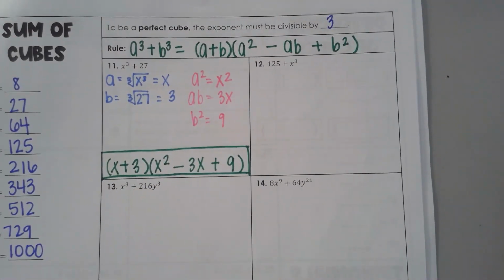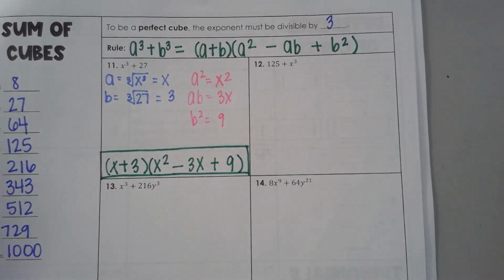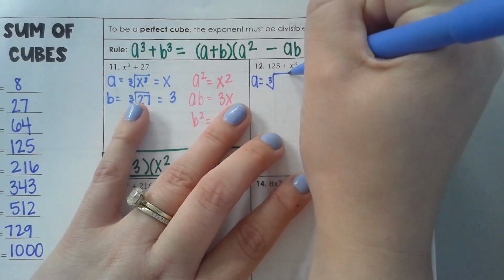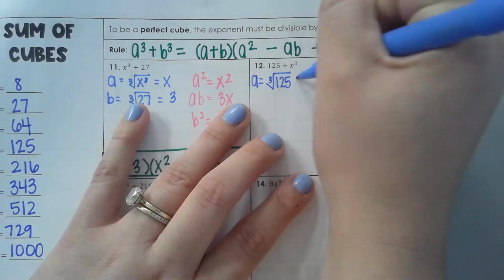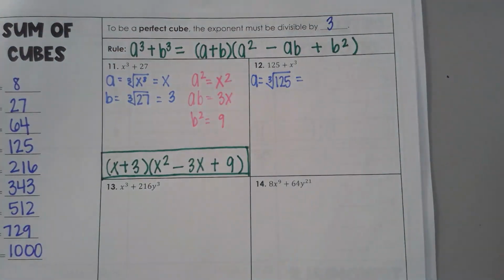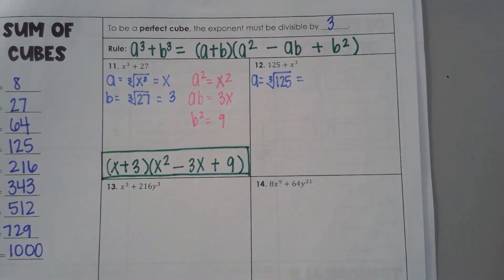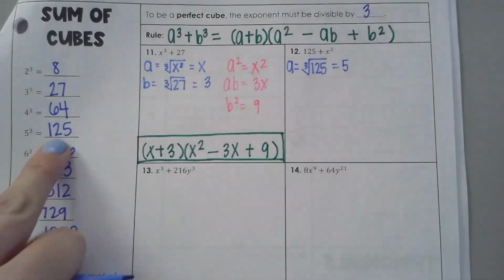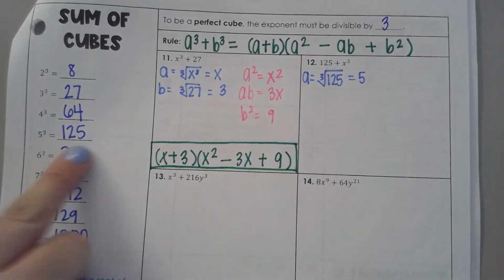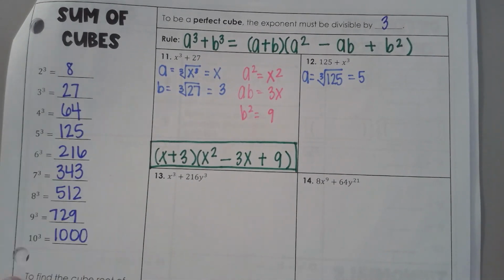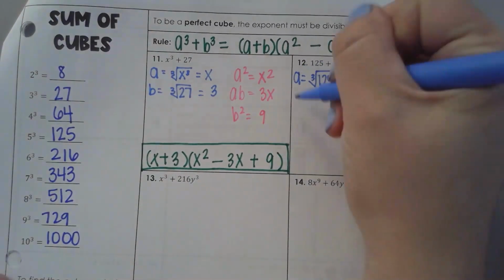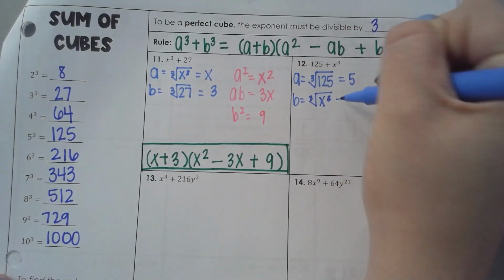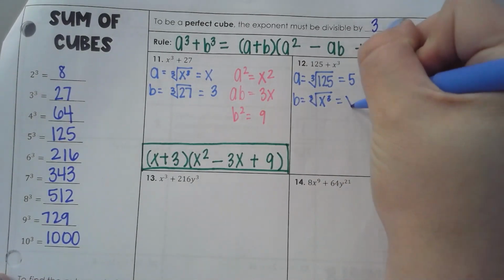Let's go to number 12. To find a, we do the cube root of 125, which is what? 5. We've got this list over here. By 125, it says 5 cubed, so 5. B is the cube root of x cubed, which is x. Good.